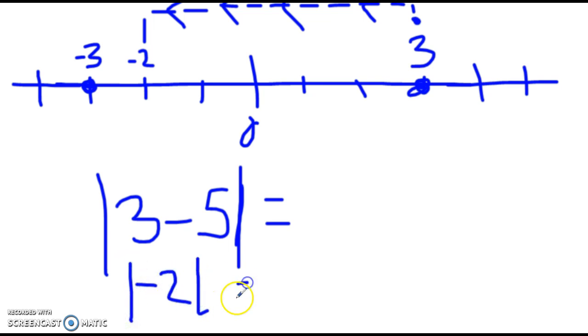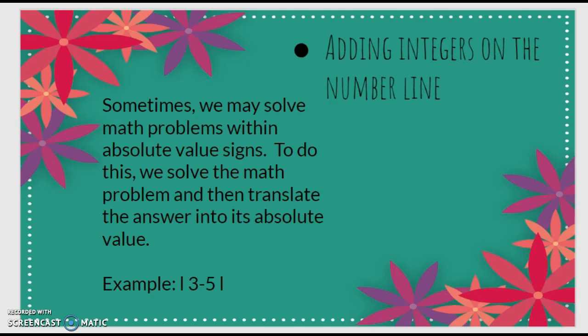Still in those signs, so what is my answer going to be? Positive 2. Because what is absolute value? It isn't the value of the integer, it's the distance it is away from 0. We have to make sure we remember that. Keep that in the front of our head.